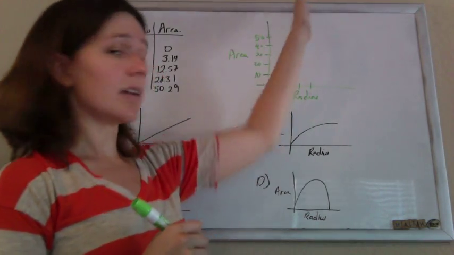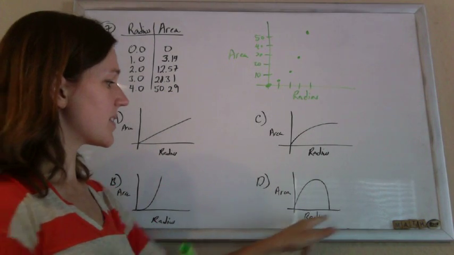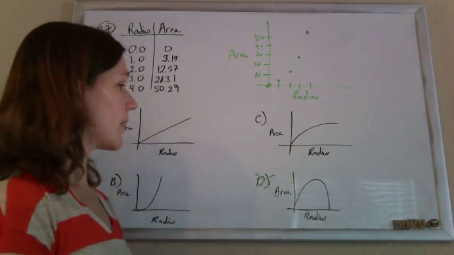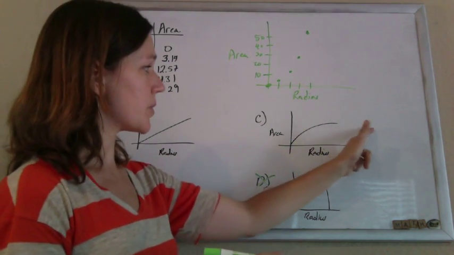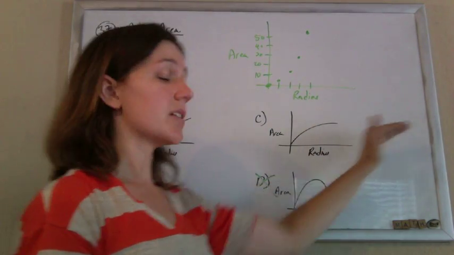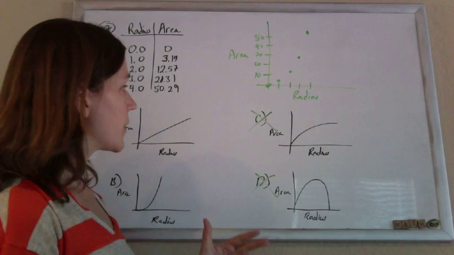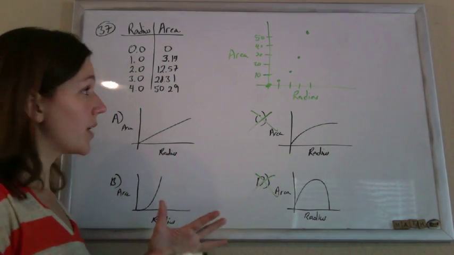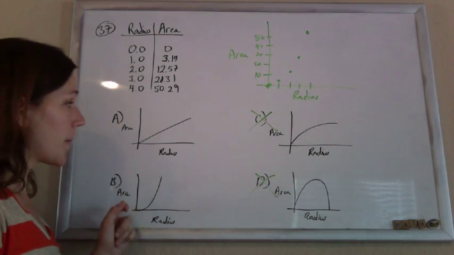I can see that the points are going up, so I think I can safely cross out that one. It doesn't look like it's going to go down again. And it also looks like I can cross off this one, because it certainly doesn't look like it's going to level off. So those two are out. And now I've got it between this one and this one. Now I've done a pretty okay job of plotting those points, so it kind of looks like B.